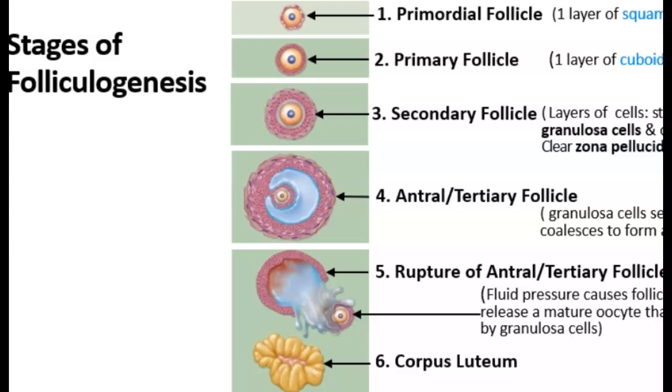Until the onset of puberty, most of these primordial follicles don't change, they don't develop. A few more undergo atresia, so not even all 2 million will survive from birth to puberty. Those that do survive, many will just stay at this primordial follicle stage. It's estimated there's about 400,000 left at puberty.